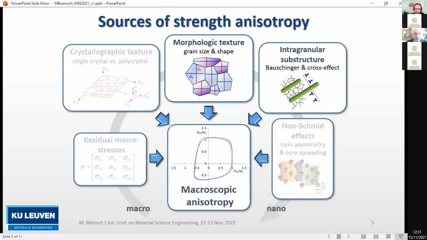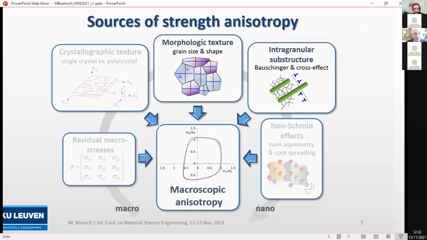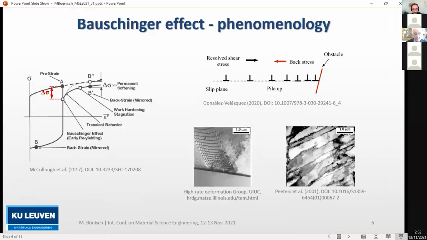Now, in this presentation, in this work, we focus on these two sources of anisotropy. So we focus on the morphological aspects, so the grain size specifically, and the intragranular substructure. And the goal is to include these sources of anisotropy in a crystal plasticity model, which then allows us to predict the final pipe properties. Now, it turns out that in these pipeline steels, we see a very strong Bauschinger effect. So I will show this more on the next slide.